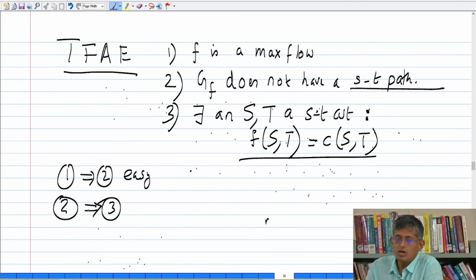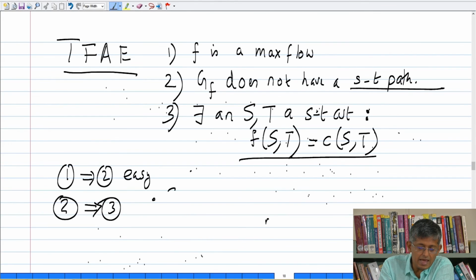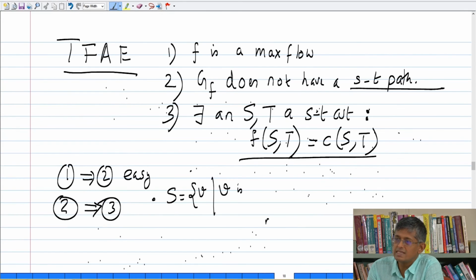So I have to now construct this ST partition. Right? Let us do this. So what do I do? S is equal to the set of all... can somebody guess what is S? The capital S. Remember what you should do, you have a max flow. You have a flow, somebody says it's a max flow. You constructed a residual network GF. There is no path from S to T.